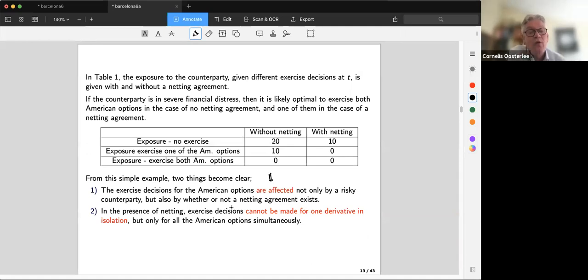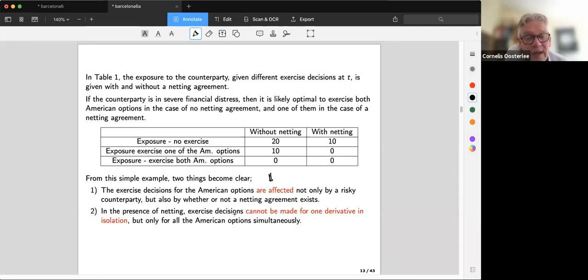And also, moreover, in the presence of netting, we cannot only make a decision for one derivative in isolation, but we should look at all the American options simultaneously, right? If we looked at one derivative, we would exercise maybe both of them, but that's not necessary. We could also exercise just one of them, and also have all the exposure disappear. So these are two interesting things.